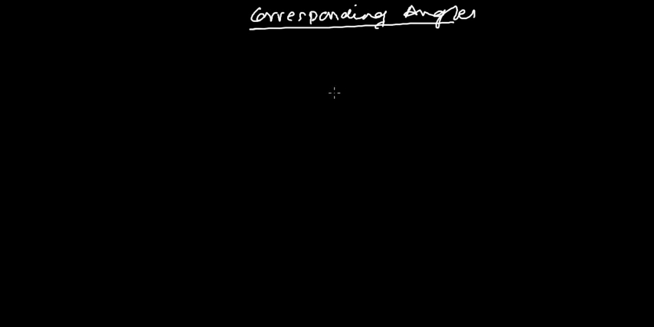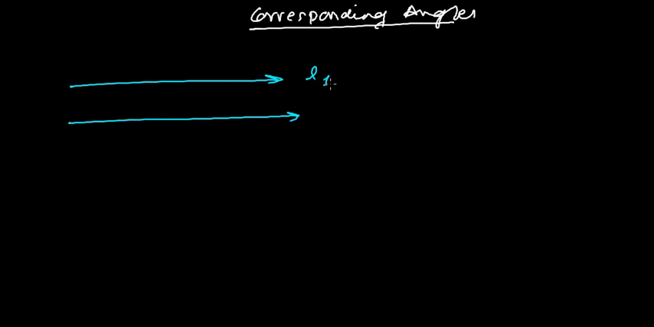In the previous video, we learned what a transversal line is, and then we learned what corresponding angles, alternate interior angles, and co-interior angles are. Here we're going to deal with corresponding angles, but in this case our two lines are parallel. Let's say this is line 1 and this is line 2, and they are intersected by the transversal line, let's say L.